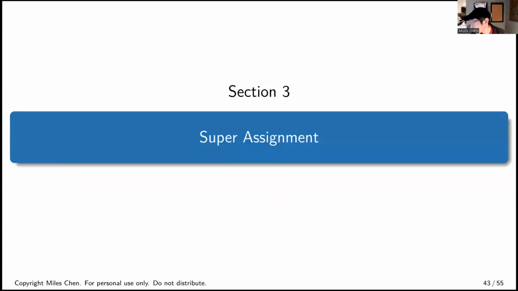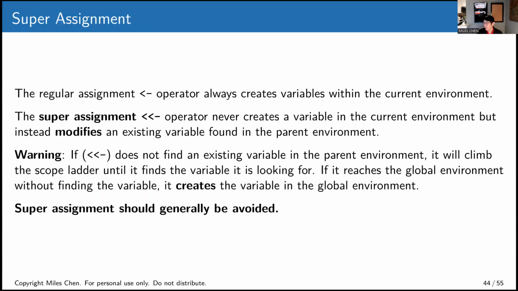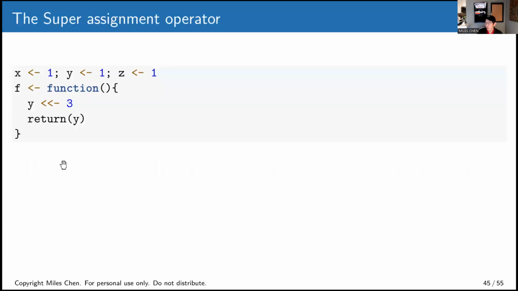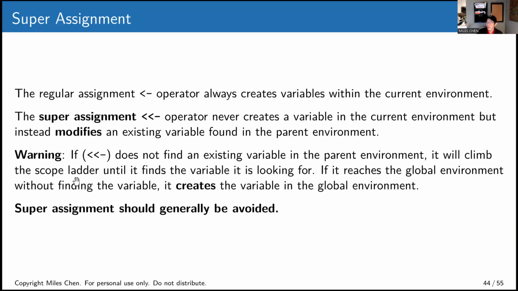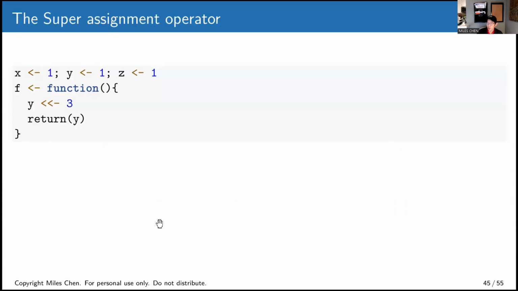Okay, this last section's on super assignment, and I will allow you to go through it on your own time because we're out of time here. But this is where we are modifying things in the global environment, okay? And again, super assignment, you should avoid this. But here's a quick example. X is 1, Y is 1, Z is 1 in the global environment. Inside function F, we're going to do super assignment 3 to Y, and it's going to modify the value of Y in the global environment here.